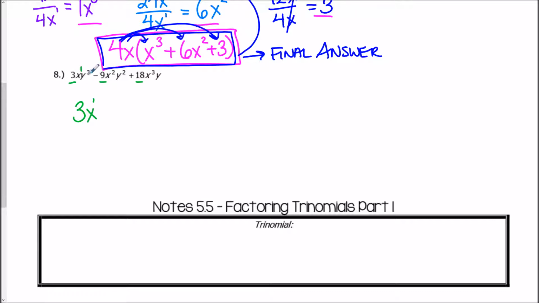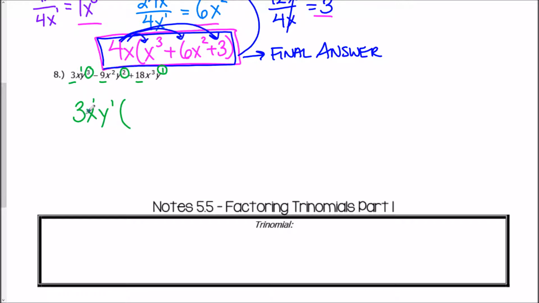Now there are y's in common right here as well, so y will be part of my GCF as well. And my exponents here are 3, 2, and 1, so the lowest exponent in common with the y's is 1. Okay? Now I'm going to divide everything by 3x to the power of 1, y to the power of 1.